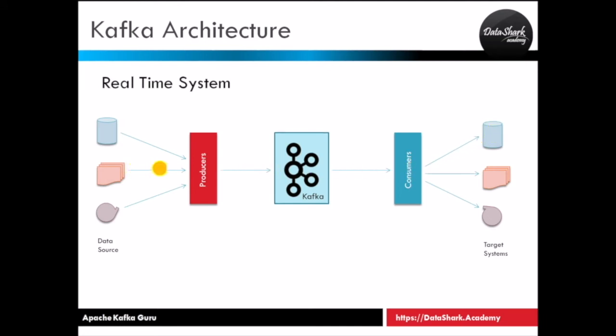Now let's look at another type of system, which is called a real-time system. When your system flow is working in real time, meaning that data is flowing from the source system to the producer, then to the Kafka cluster, from there to the consumers and to the final target system, then such a system is called a real-time system. Basically, your data is moving from one end to the other end in real time. This is the most common type of architecture that you'll find in Kafka. You can create Kafka applications which are receiving and processing data in real time.